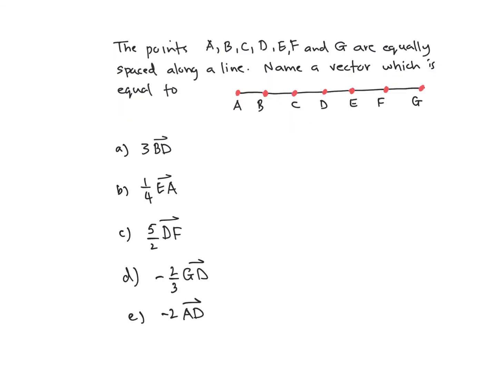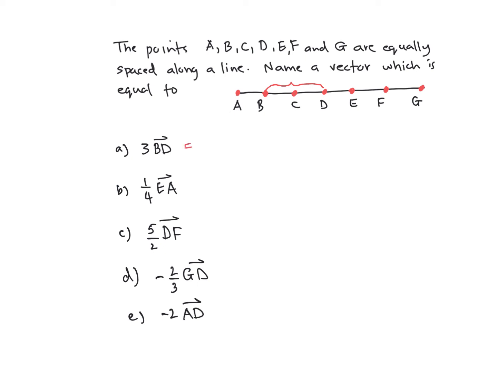Here's another example where we have a line and we have points A, B, C, D, E, F, and G. They are equally spaced along the line, so that means the space in between them is the same. And we want to name a vector which is equal to the following. So we want to name a vector that is 3 times as long as B to D. So if I look at B to D, it is here. B to D is 2 units long and it's going to the right.